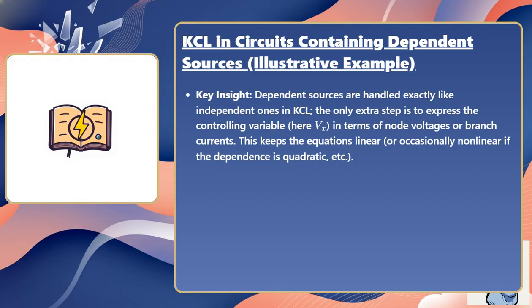Key insight: dependent sources are handled exactly like independent ones in KCL. The only extra step is to express the controlling variable, here V_X, in terms of node voltages or branch currents. This keeps the equations linear, or occasionally nonlinear if the dependence is quadratic, and so on.